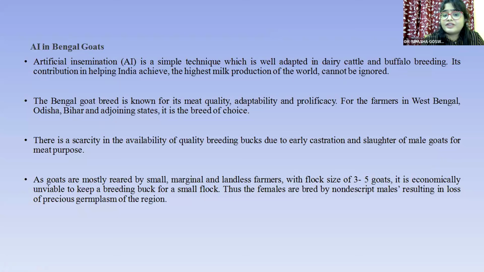There is a scarcity in availability of quality breeding bucks due to early castration and slaughter of male goats for meat purposes. As goats are mostly reared by small, marginal, and landless farmers with flock size of 3 to 5 goats, it is economically unviable to keep a breeding buck for a small flock. Thus, the females are bred by nondescript males, resulting in loss of precious germplasm of the region.